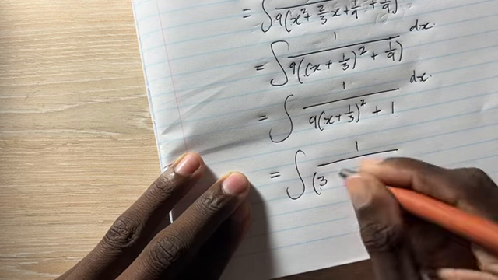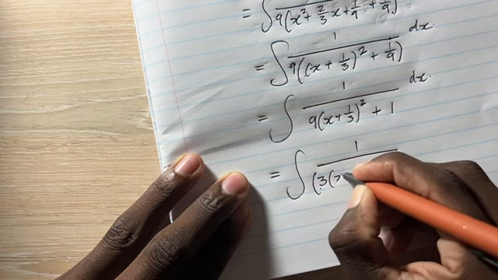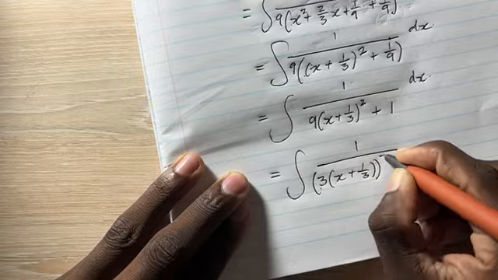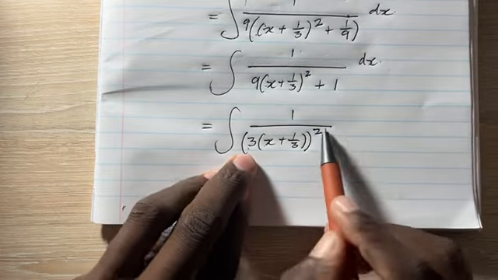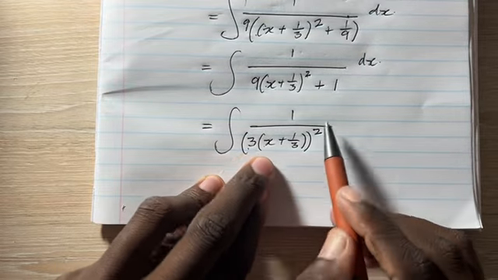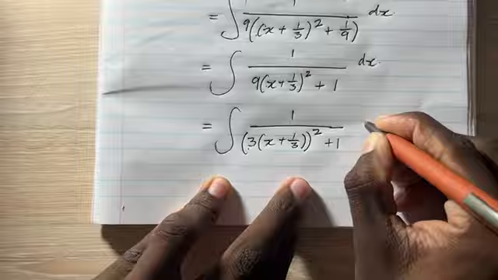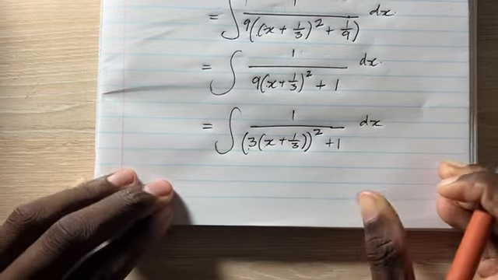3, let me just multiply it. It's going to be 3 into x plus 1 over 3, all squared, right? Because if you take the square here, it gives you the 9. Then take a square here, it gives you what you already had, plus 1. I didn't imagine this was going to take a whole page.